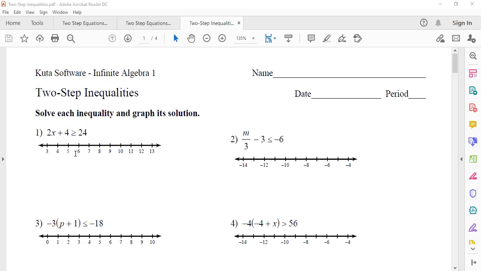And if you're not sure about your answer, pick another number and plug it back in. If you're not sure about which direction your graph line should go, what if we put it over here? What if we said 3 is a solution? So 2 times 3 is 6 plus 4 is 10. Is 10 greater than or equal to 24? No. So you would not put that graph line going in that direction.